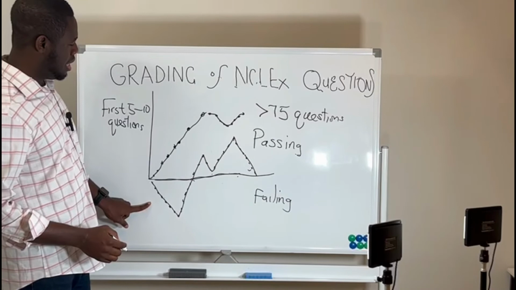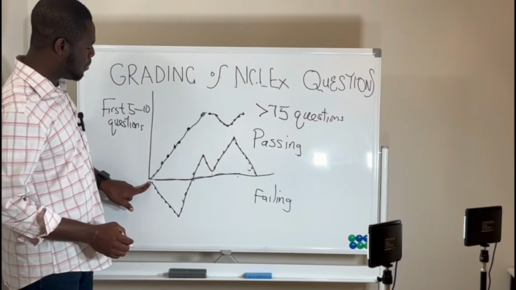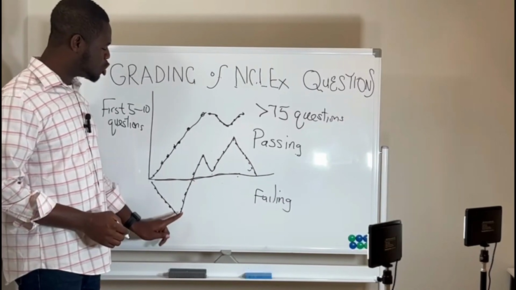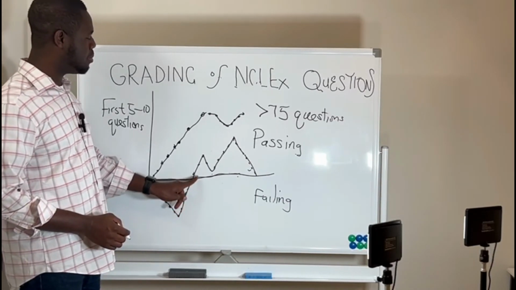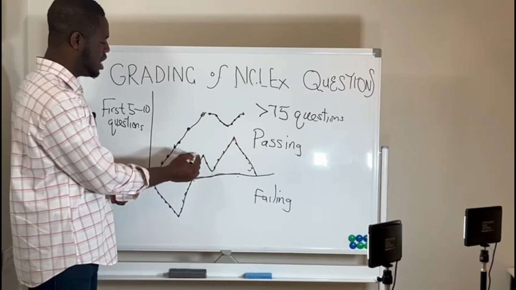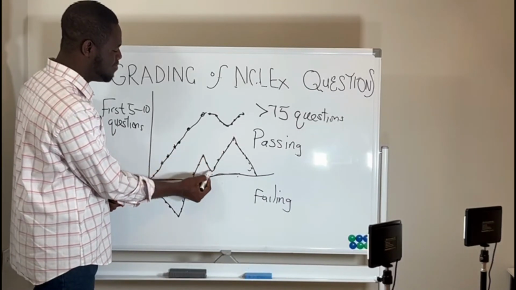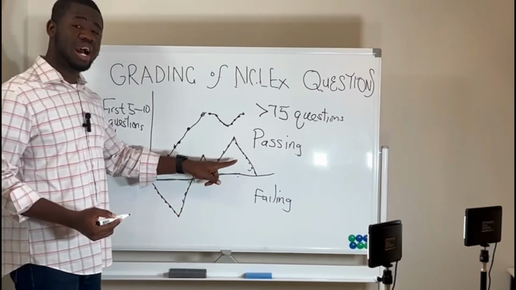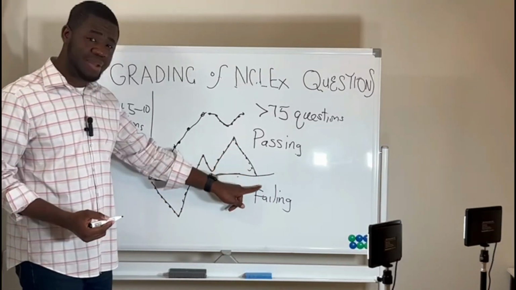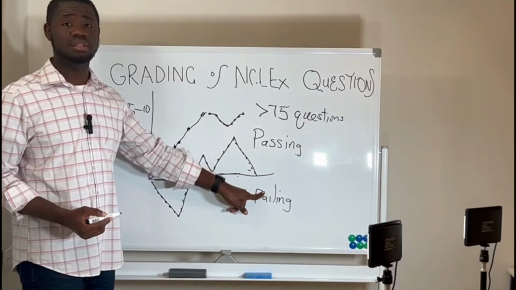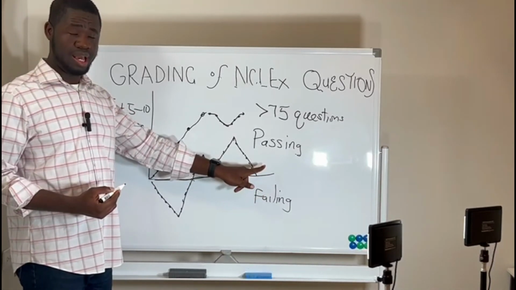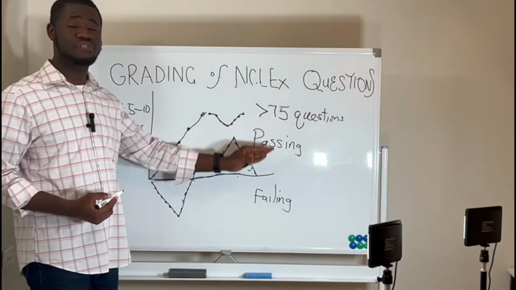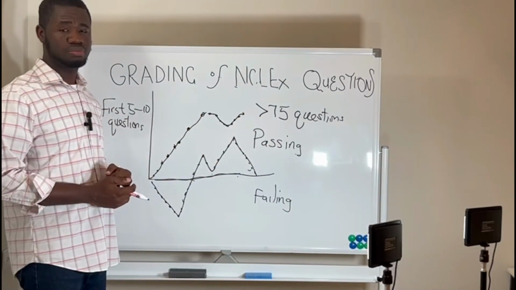So you can see that the person misses the first few questions but struggles to climb up above the line. Even though in between he still misses a question, he still struggles to climb. But as long as the candidate does not fall again below the line, then the person is passing. And this candidate may answer more than 75 questions.